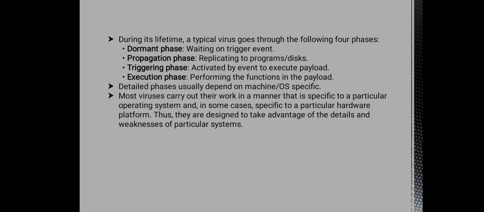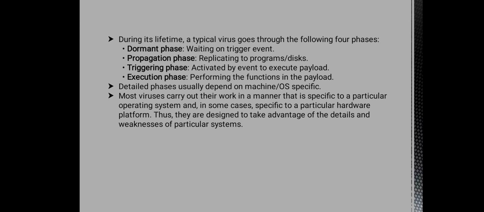During its lifetime, a typical virus goes through the following four phases. These are dormant phase, propagation phase, triggering phase, and execution phase. In dormant phase, the virus is idle. The virus will eventually be activated by some event such as a date, the presence of another program or file, or the capacity of the disk exceeding some limit. Not all viruses have this stage.